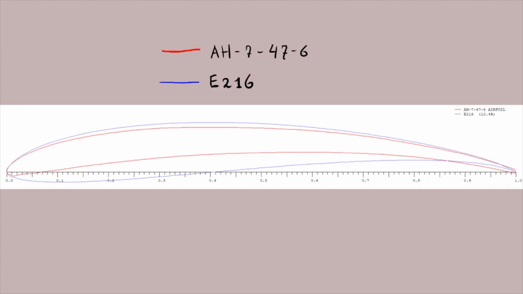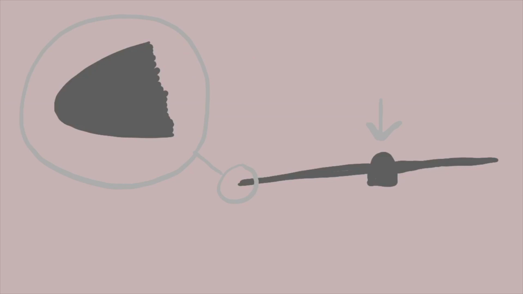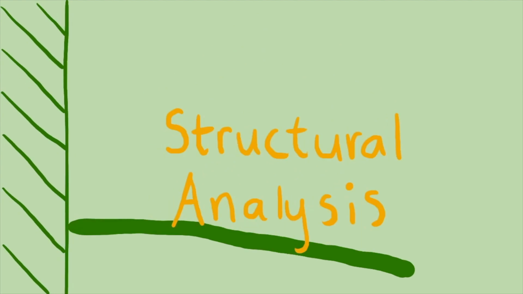AH7476 has a higher peak of CL/CD compared to E216, however with the same chord length, its cross-sectional area is smaller. Since the maximum aerodynamic force and centrifugal force are applied on the root of the blade, the thicker airfoil E216 is used on the inner side and AH7476 is used on the outer side of the blade. We have chosen a thin elliptical wingtip ensuring a smooth transition of the flow. We have also chosen an elliptical nose cone because of its simple design, and the nose cone itself does not produce significant aerodynamic advantages. Let's dive into the structural analysis.